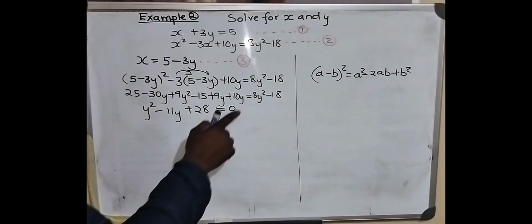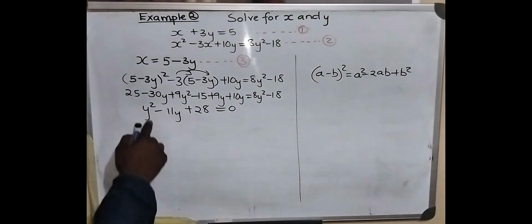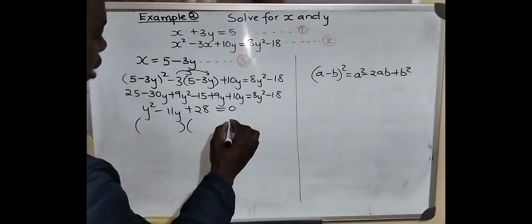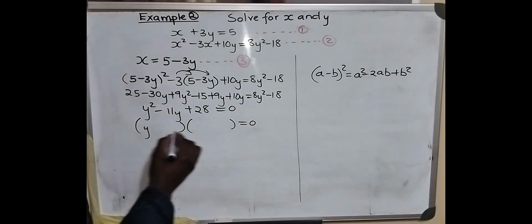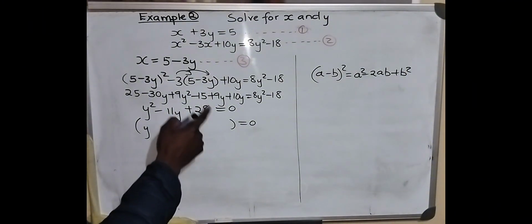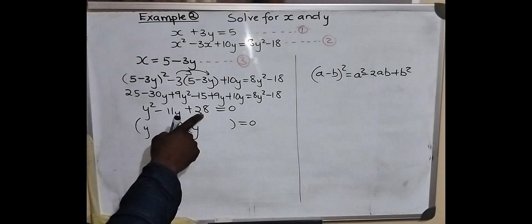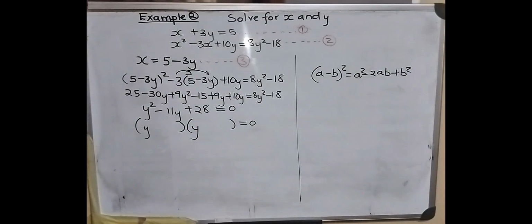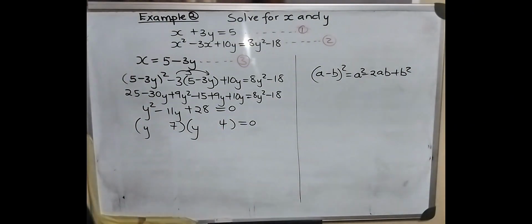So what are we going to do with this quadratic? We're going to factorize that as we always do to solve for y. So open bracket, open bracket, equal to 0. And then y. Then we're going to look for two factors of 28 that, when we multiply them, give us 28. When we add them or subtract them, they give us 11. Those are 7 and 4.